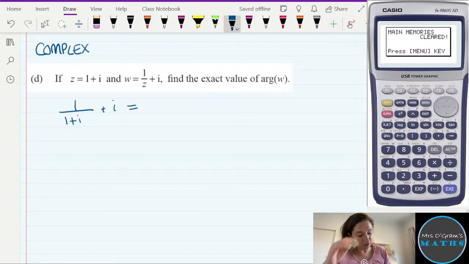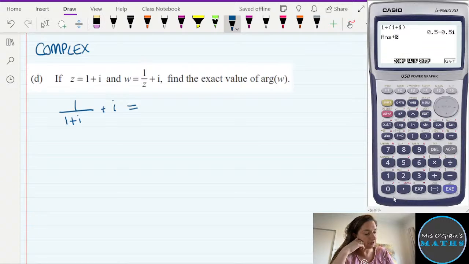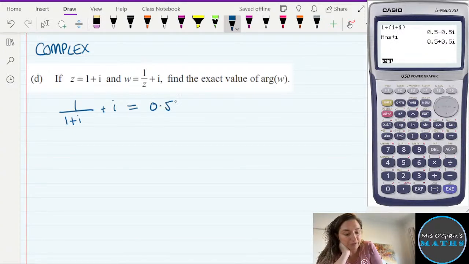Now I'm going to use the calculator to do this, just to save us a little bit of time. What I'll do is I'll use the cursor so you can see what I'm doing. So 1 divided by 1 plus i, and then that comes to this, and then if we add another i on to finish off what we had in our working out, that's going to be 0.5 plus 0.5i.